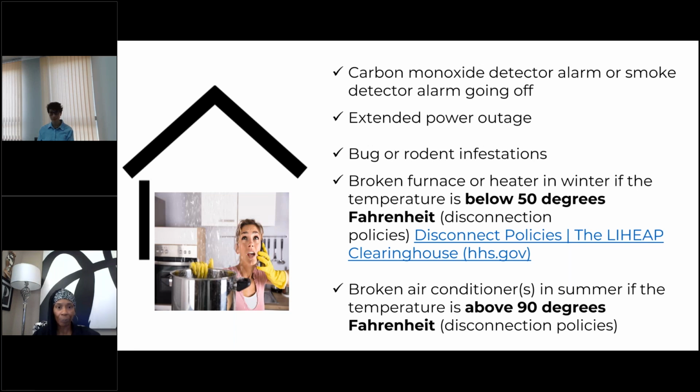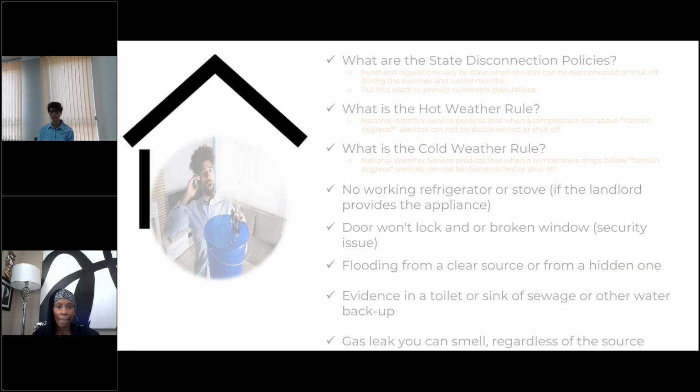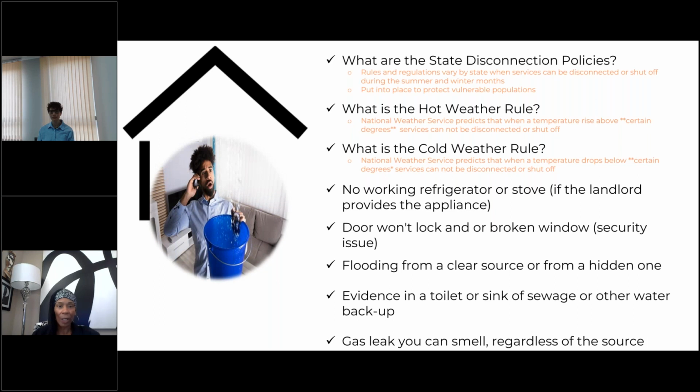Next slide. Next slide, Grace, please. And here it is. I'm going to talk a little bit about this. What are the state disconnection policies? These are the rules and regulations. They do vary by state regarding when services can be disconnected or shut off during the summer and winter months. The reason this is put in place is to protect vulnerable populations, but to protect people in general.